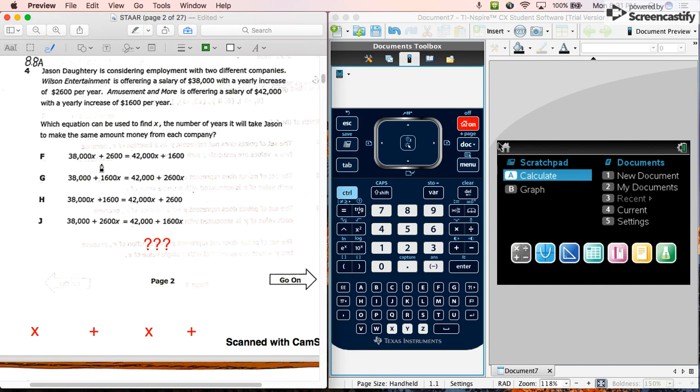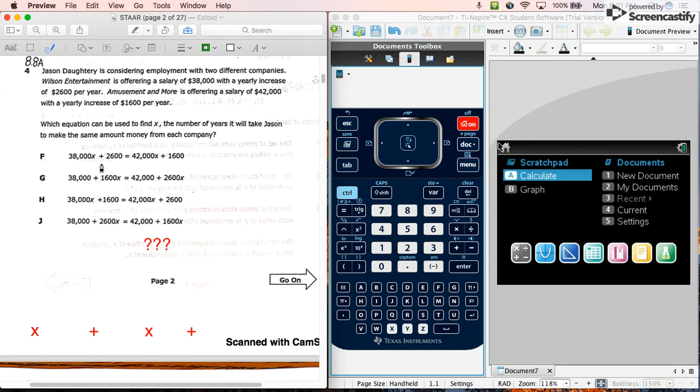It says Jason Daughtry is considering employment with 2 different companies. Wilson Entertainment is offering a salary of $38,000 with a yearly increase of $2,600 per year. Amusement and More is offering a salary of $42,000 with a yearly increase of $1,600 per year. Which equation can be used to find X, the number of years it will take Jason to make the same amount of money from each company?